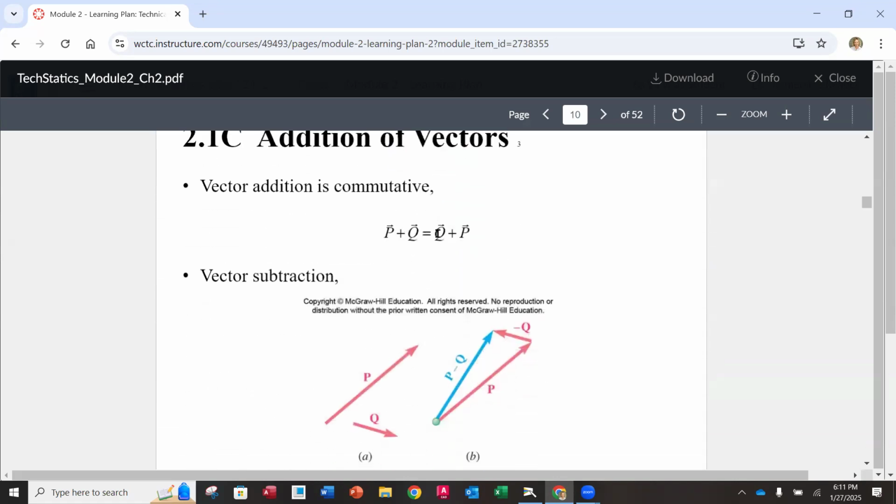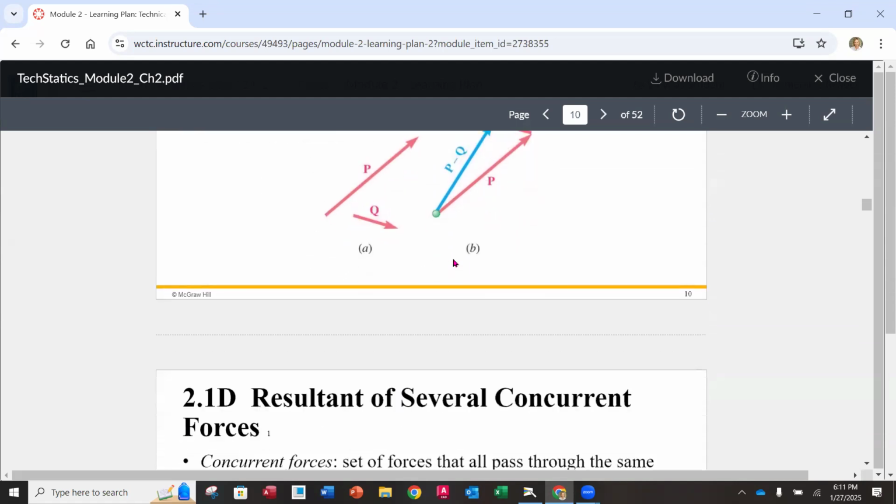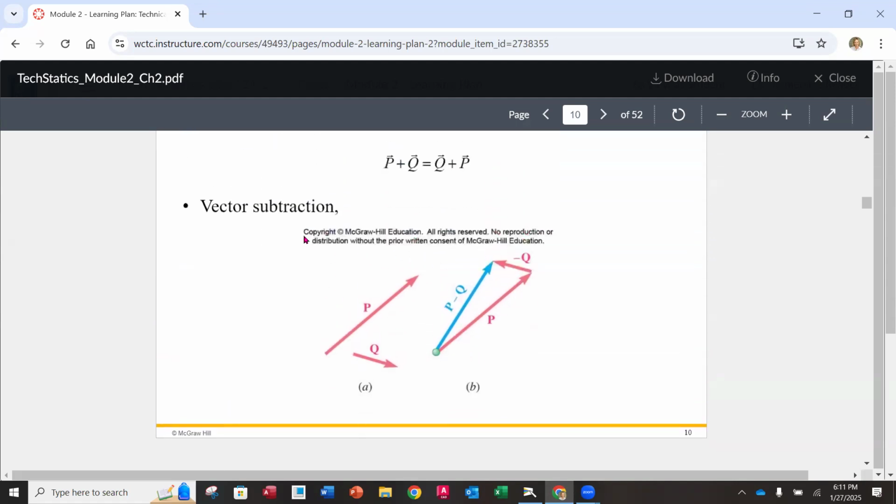Okay. We talked about vector additions. We talked about the equations here. We're not going to be worrying about vector subtraction in statics. You'll get to do it in kinematics. Okay, so we'll wait for that.